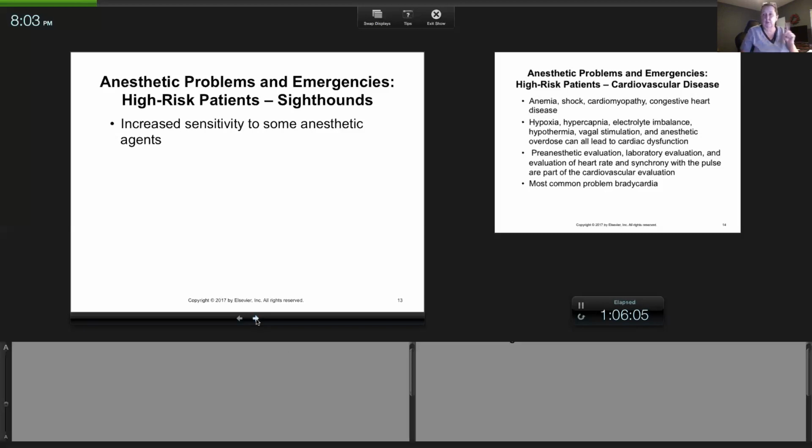And watch for malignant hypothermia in greyhounds. And keep them very well padded. And they tend to be high stress dogs. So make sure they recover quietly.